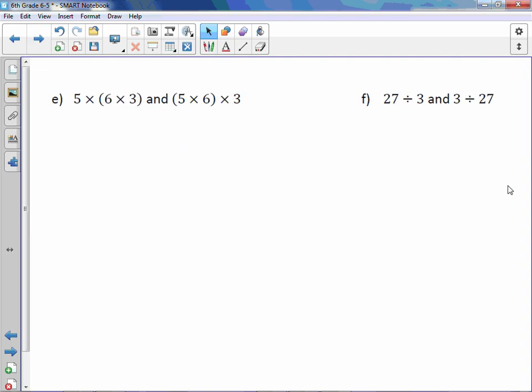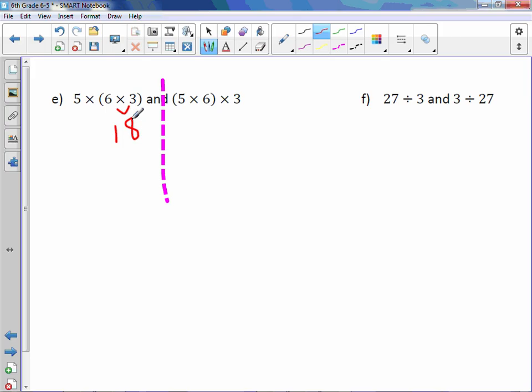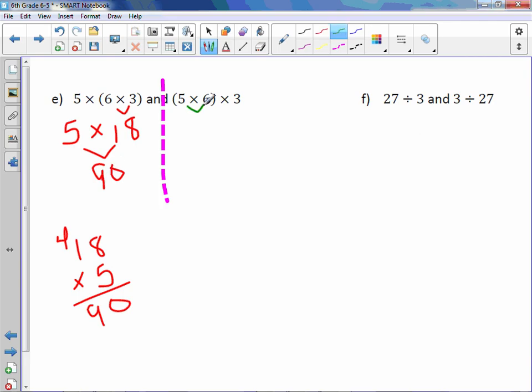Letter E. First we do 6 times 3, which is 18. Bring down the 5. And 5 times 18 is 90. On the right-hand side, 5 times 6 is 30. Bring down the times 3. And 30 times 3 is also 90.